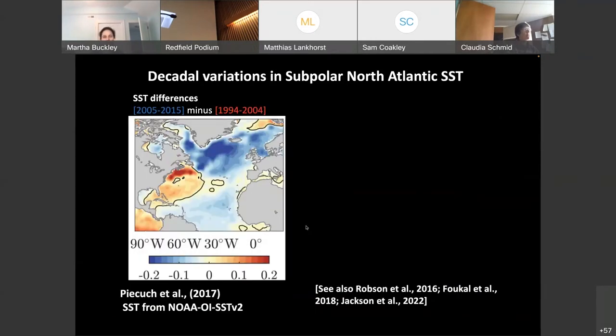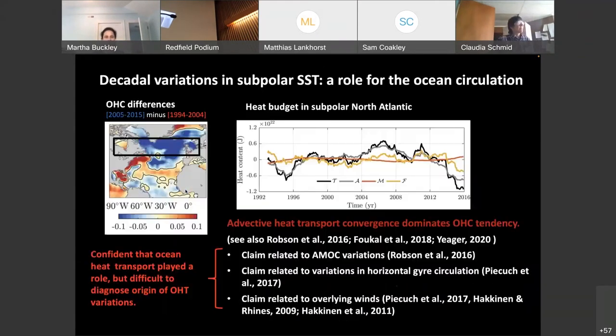Okay, so this is the SST difference between a cold period, 2005 to 2015, minus a warm period, the average of 1994 to 2004. This is from Piecuch et al. 2017, but similar results were shown in a number of studies. And this is SST from NOAA. So you can see this cold subpolar gyre and then relatively warm anomalies in the eastern subtropical gyre. Sorry, the western subtropical gyre.